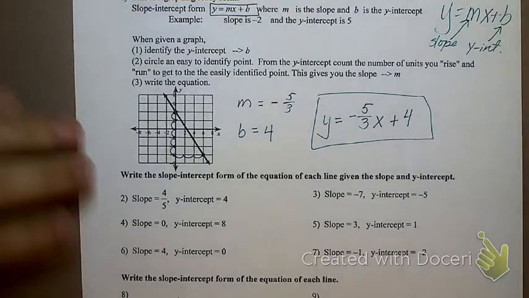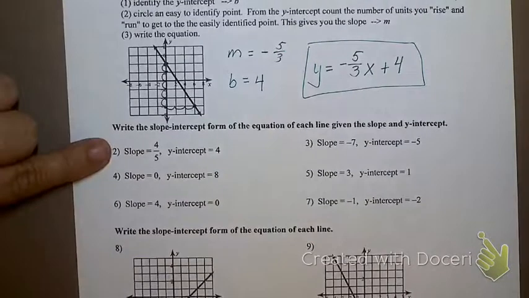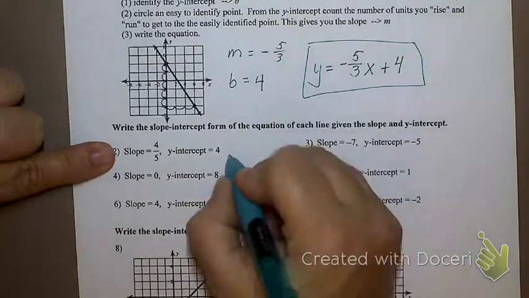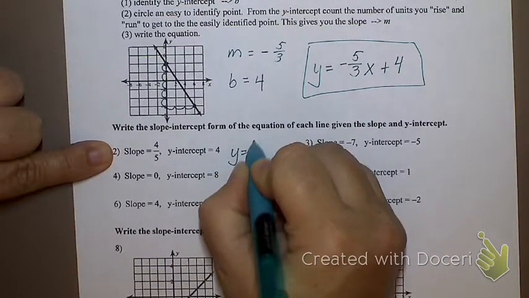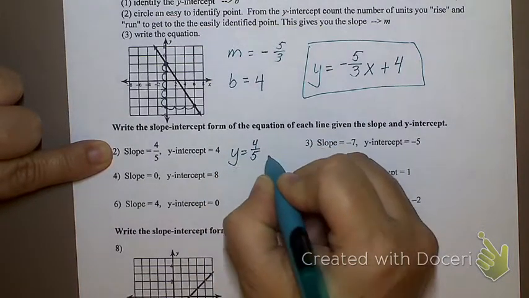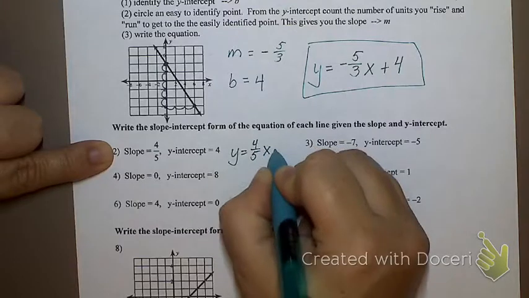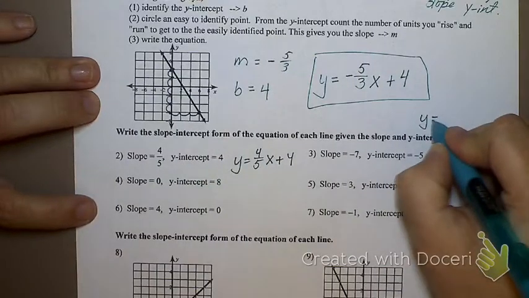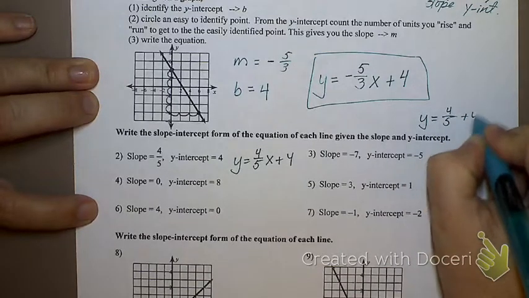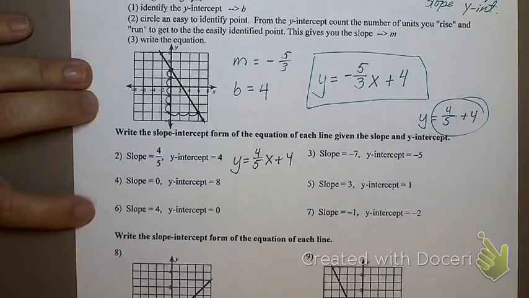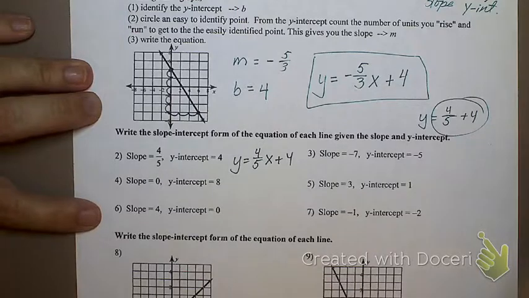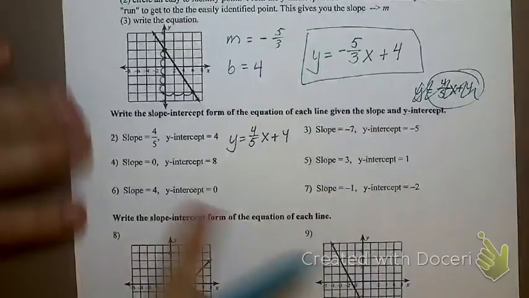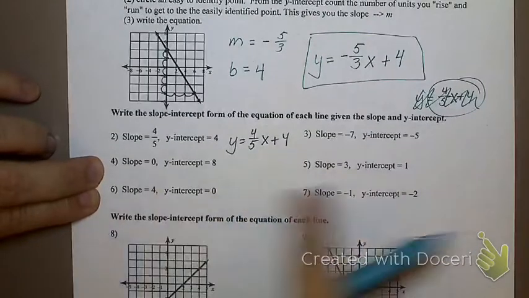Easy peasy? Yeah. What if I made life even easier and I said the slope is 4/5 and the y-intercept is 4? What's the equation? Y equals 4/5 x plus 4. If you just write y equals 4/5 plus 4, that's actually just an addition problem. It's not the equation of a line. Okay? So make sure you remember to put that x in there. All right, see if you can write the remaining equations here up through number 7.